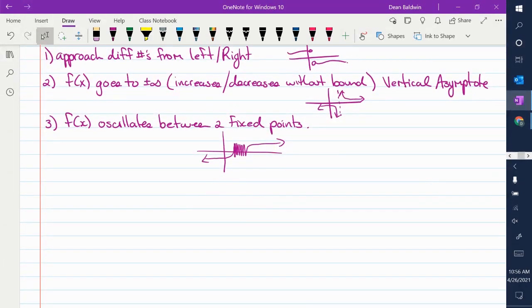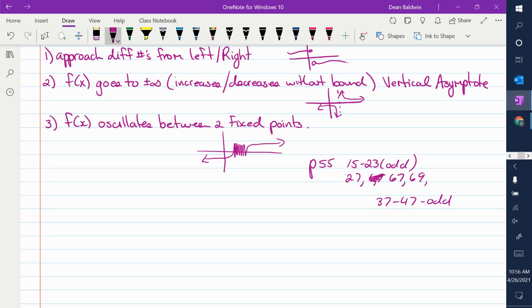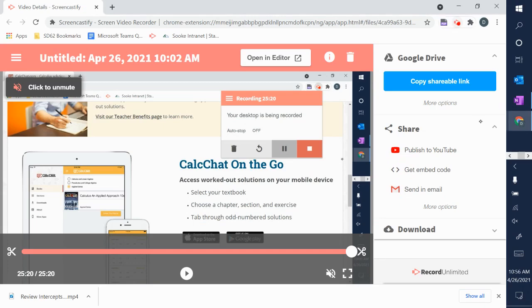All right, here are your questions. Page 55, 15 to 23 odd, 27, 67, 69, and then 37 to 47 odd as well. For 37 to 47, there's a weird thing about epsilon delta. Don't worry about that, just find the limit. I'll put this back up.